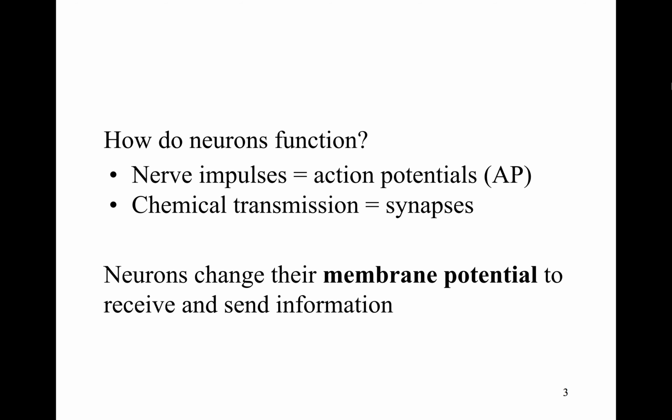When a neuron sends an action potential to another neuron, the point at which those two neurons are communicating is known as a chemical transmission site, which is known as a synapse. So when one neuron passes an action potential to another neuron, and then they're communicating with one another, that's known as chemical transmission or a synapse.